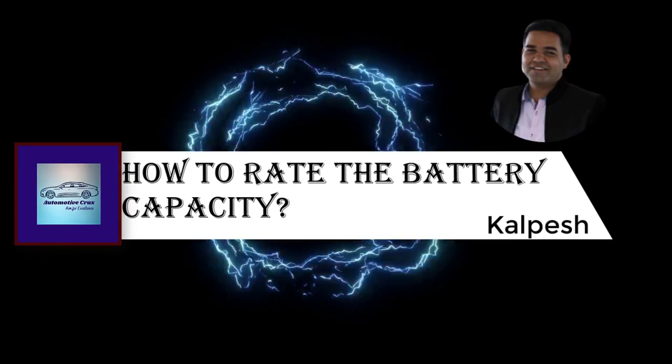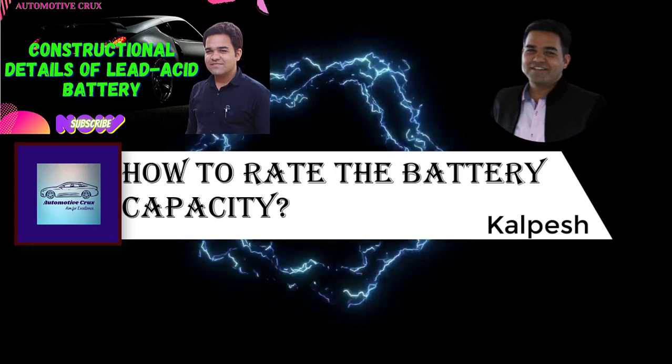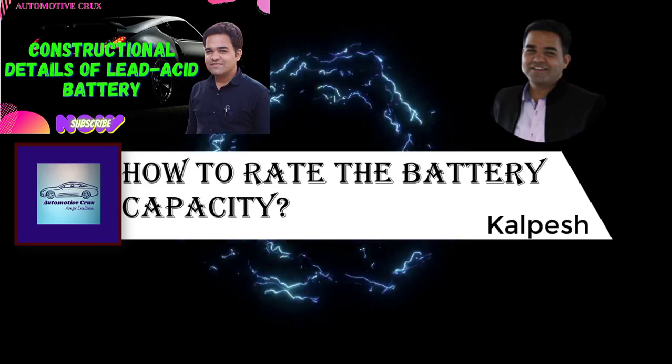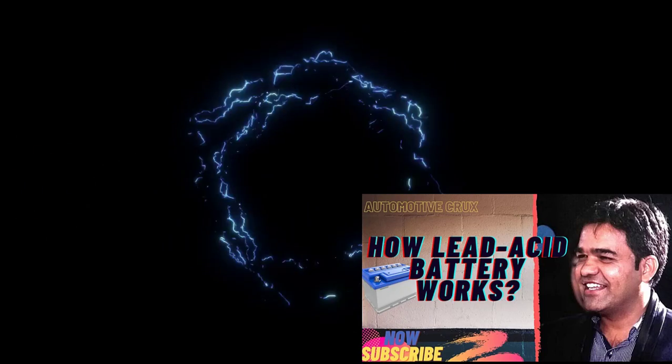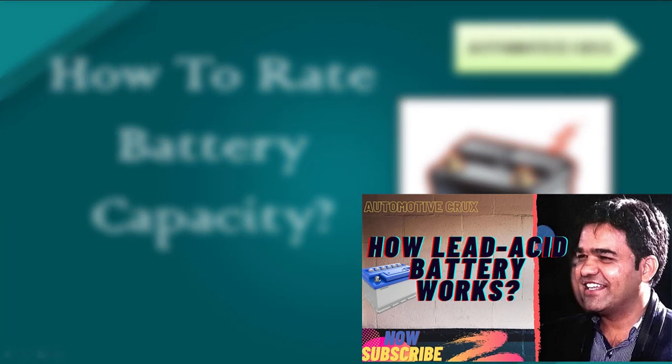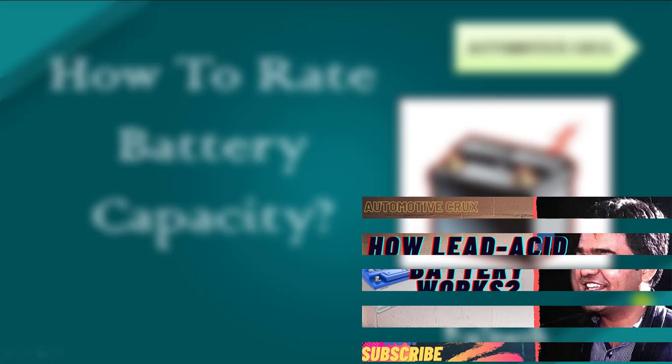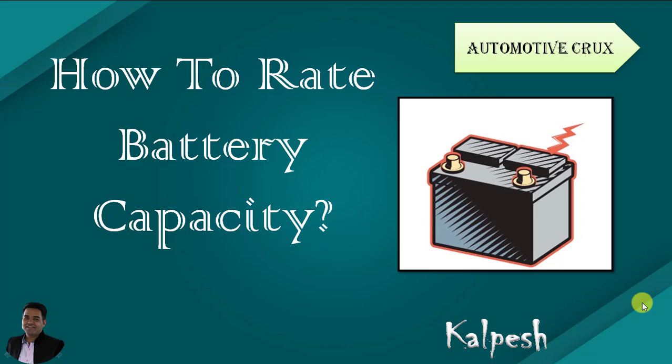Hello friends, in my previous videos I have already explained the constructional details of the lead acid battery and the working principle of the lead acid battery. We have already discussed the chemical reaction that occurs in the lead acid battery, and with the help of that chemical reaction we can get electricity at the output terminal.